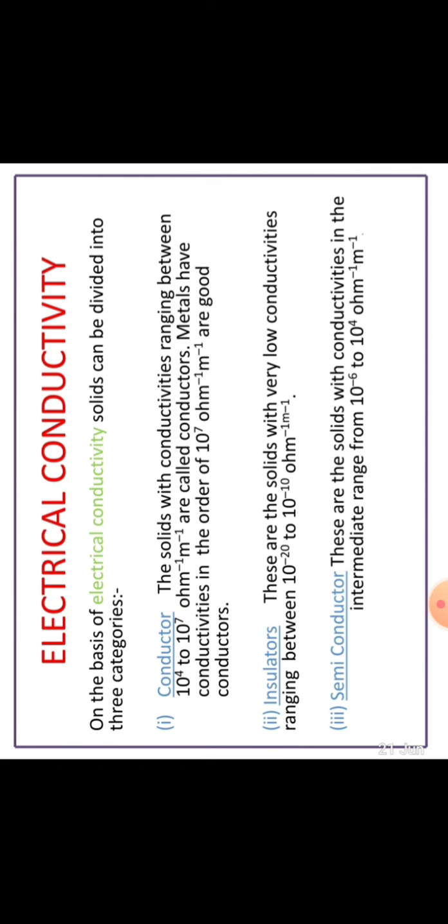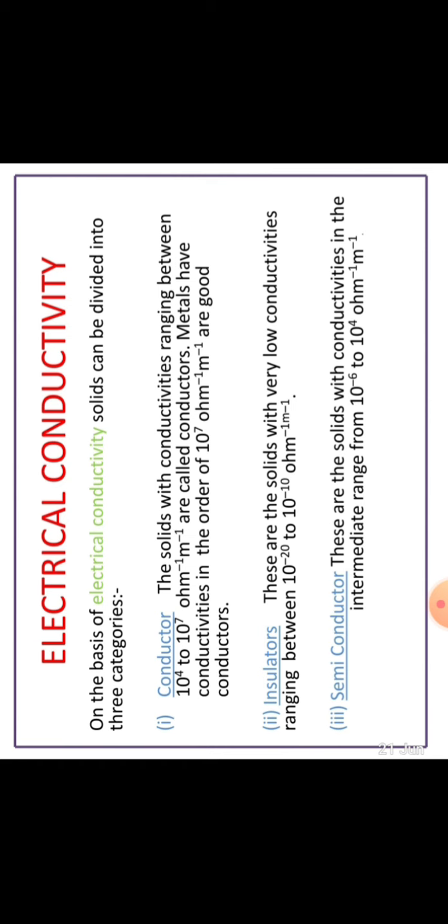Second, insulator. These are the substances which have conductivity range from 10 to power minus 20 to 10 to power minus 10 ohm inverse meter inverse. It means their conductivity is very poor, or we can say they do not conduct electricity. And the third category is semiconductor. The conductivity range is between conductor and insulator.